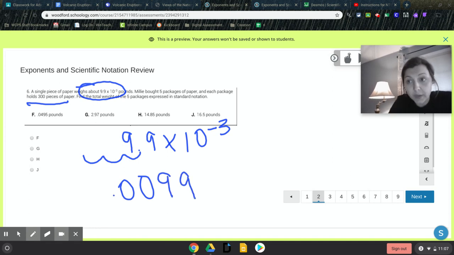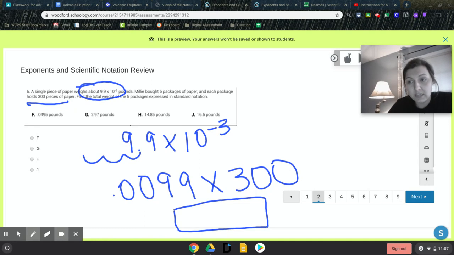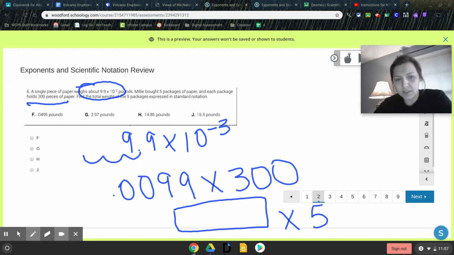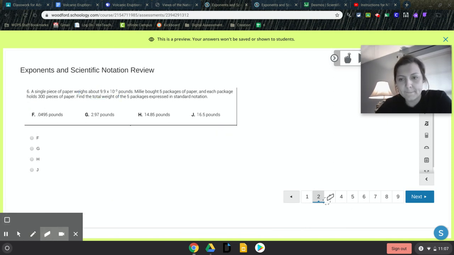So that's how much it weighs. I'm going to multiply that by 300 because there are 300 pieces of paper. And that's when I would find how much each package weighs. Then multiply that number times 5. I think you guys can take it from there.